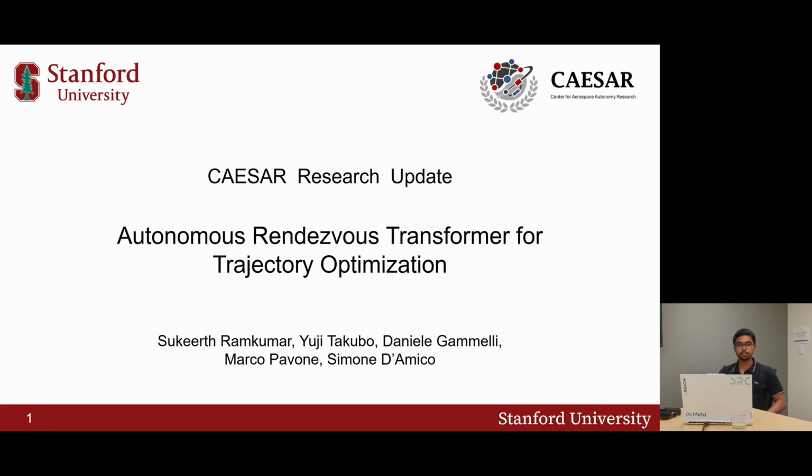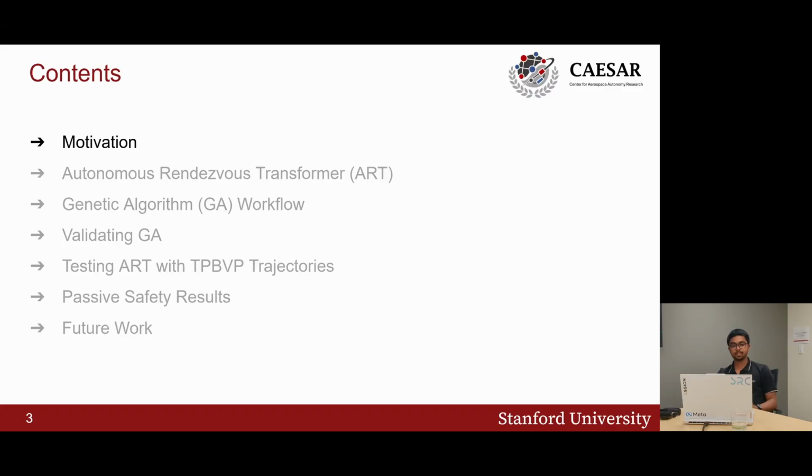I'll start off with the motivation. I'll be talking about the genetic algorithm, which is the technique I'm using for generating the trajectories. I'll be testing it with the ART pipeline, and I'll be talking about some of the passive safety results going forward. All right, so let's get started.